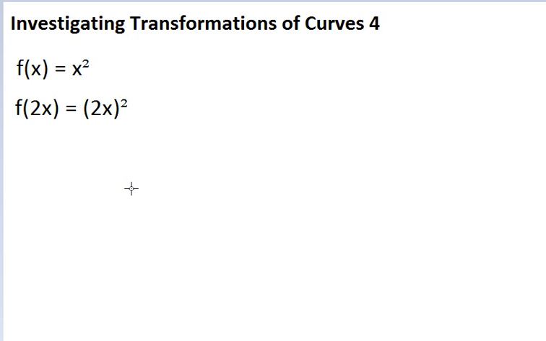We're going to investigate transformations of curves, and this time we're going to take the curve f of x equals x squared, and we're going to multiply inside the brackets now. So we're going to multiply x by 2, thereby changing the input number. By doing that, we have 2x all squared, which means that on the right hand side we actually have the curve 4x squared, because 2 squared is 4. So we're going to multiply inside the brackets now and see what happens graphically when we do that.